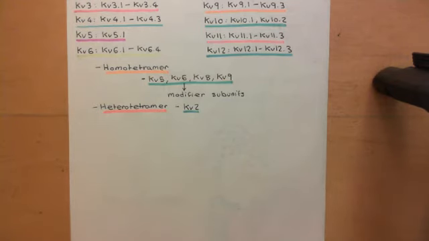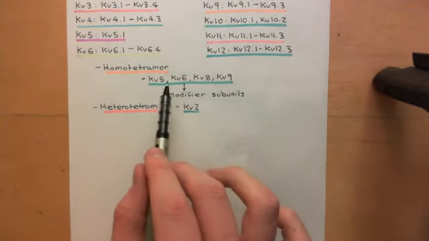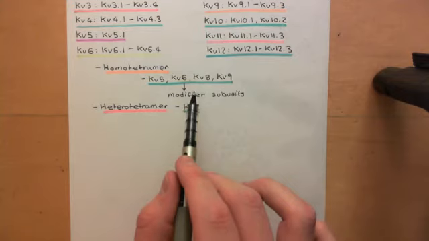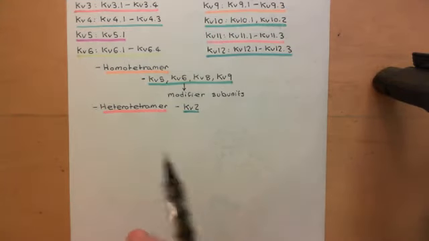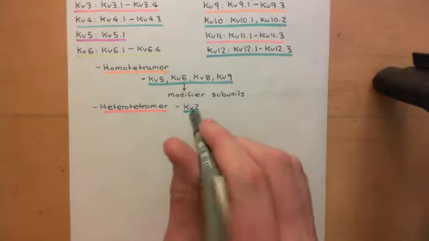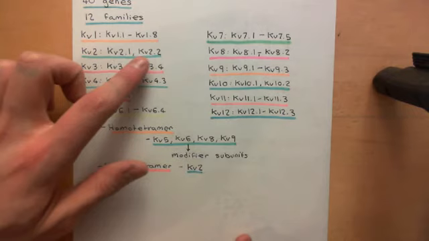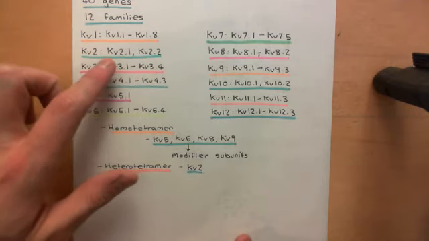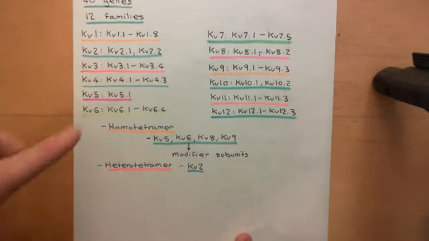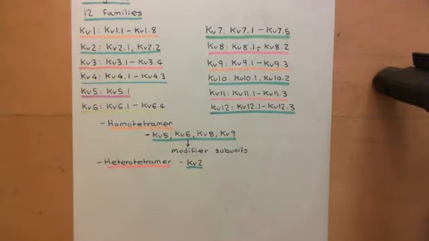If, on the other hand, you take one gene from one of these four families and put it into a cell which doesn't have any other alpha subunits for voltage-gated potassium channels, and you also put in a gene of one of these KV2 subunits, so either KV2.1 or KV2.2, then you do get voltage-gated potassium channels being produced.